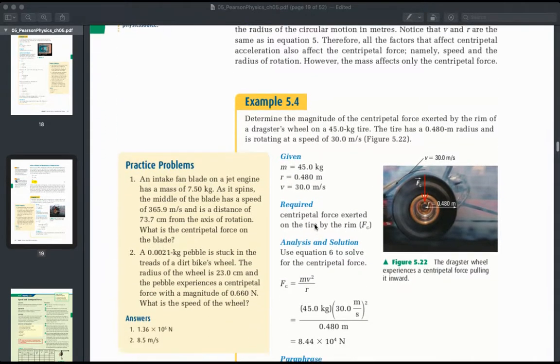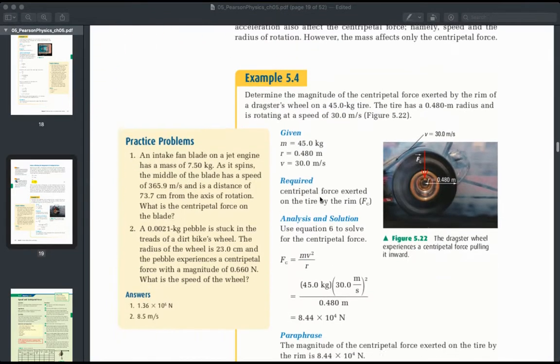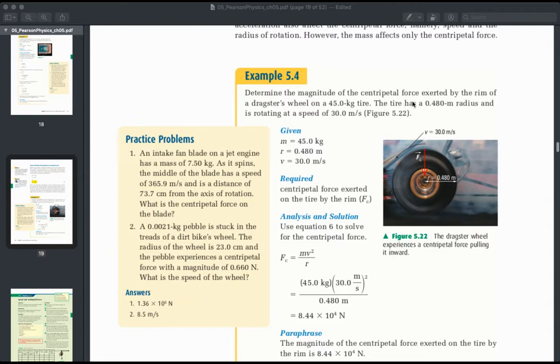So this example that we have here, making use of mv squared over r, is the magnitude of the centripetal force exerted by the rim of a dragster wheel. So the rim applies a force on this 45 kilogram tire. The tire has a radius of 48 centimeters and is rotating at a speed of 30 meters per second. So how big of a force does this rim apply on the tire to keep it in circular motion?